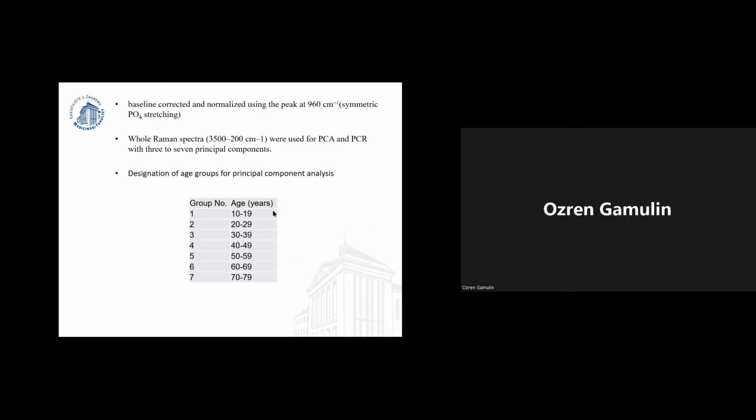After recording, the spectra were baseline corrected and normalized using the vibrational band at 960 cm⁻¹, the PO4 stretching. The whole spectra were used for principal component analysis and principal component regression.